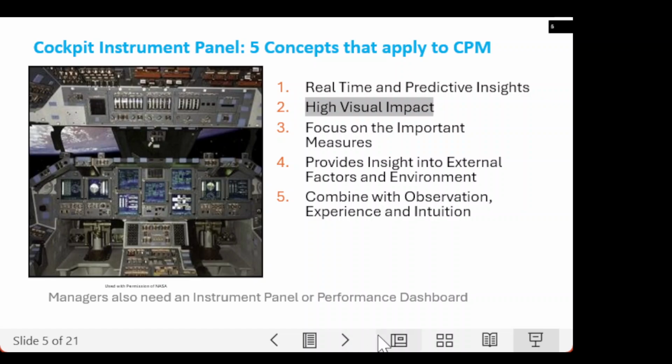So in many topics around performance management and FP&A, I use this image of an instrument cockpit panel. This happens to be from the space shuttle. And I emphasize 5 things that relate to CPM and FP&A. Real-time and predictive insights are here. We're not looking at the past exclusively. It's got a high visual impact, which is important for our topic today. Focus on the important measures. There's not a lot of extraneous information or measures presented there. It also looks outside the organization, not just focusing on the internal mechanisms. And then we allow managers to combine this information with their observation, experience, and intuition to effectively fly the mission. And what's important here is we don't hand the pilots a 50-page report of tables after the mission has been completed successfully or unsuccessfully, as it might be.